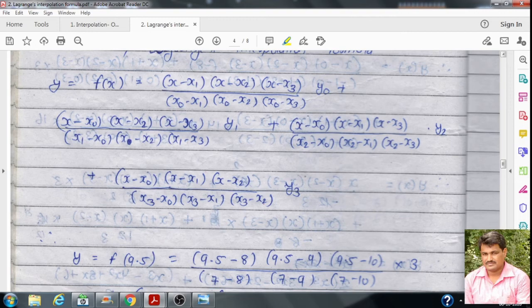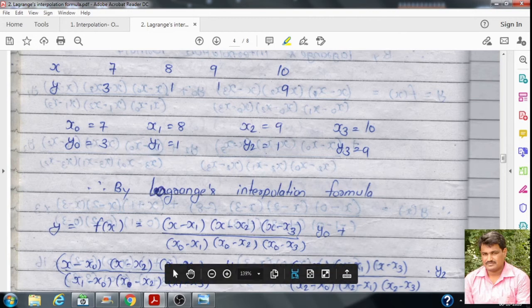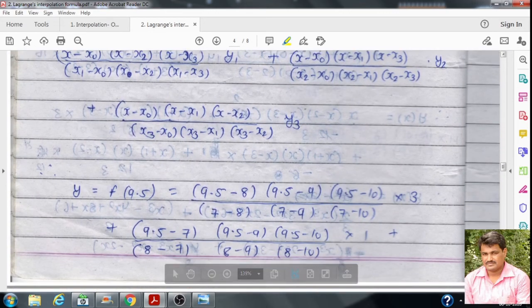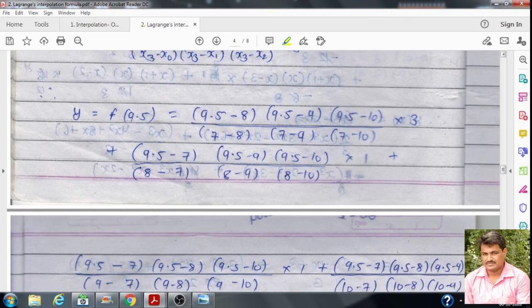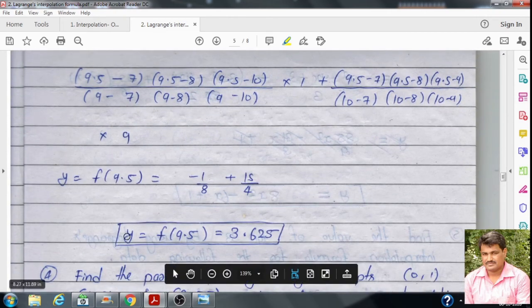Substituting x equal to 9.5, as per the given data, we define x0 is 7, x1 is 8, x2 is 9, x3 is 10. Similarly, y0 is 3, y1 is 1, y2 is 1, y3 is 9. Then simplify, using the scientific calculator properly, and at the end you get y is equal to f of 9.5, and this is equal to 3.625.